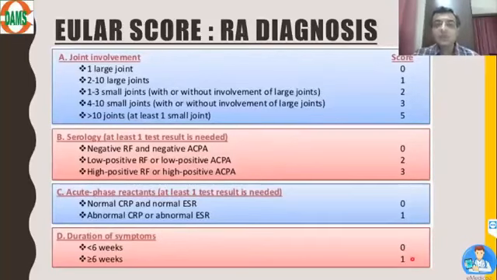So the maximum score the patient can have is 10: 5 plus 3 plus 1 plus 1. Maximum score can be 10 points using the small joint involvement, using the EULAR score. If the score is greater than or equal to 6, the diagnosis of RA is confirmed.